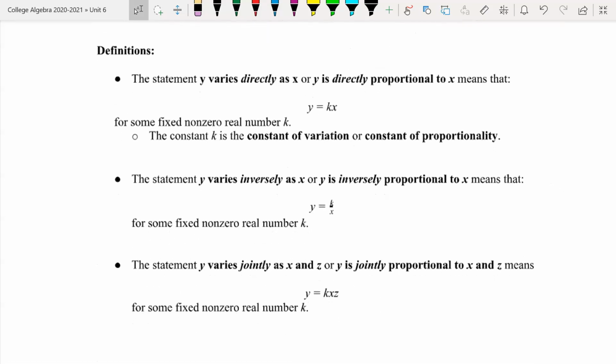The statement y varies directly as x, or y is directly proportional to x, means that we're just going to multiply. So directly just means multiply. The k constant is the constant of variation or constant of proportionality. You're going to have a k in every single one of these problems, so just get used to seeing that. We'll talk about that when we do some examples. Varies inversely. Inversely means division. The formula for that is y equals k over x. And then varies jointly means I'm just going to multiply by more than one thing.